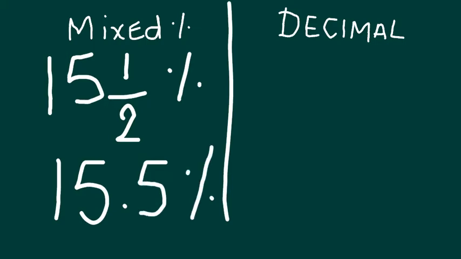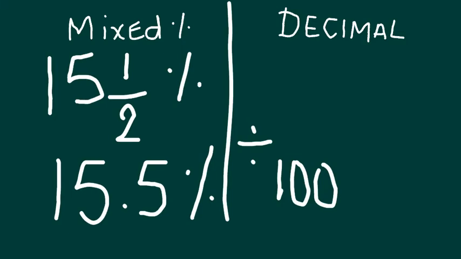Okay? Now, you have 15.5%. Now, here's the misconception. When I tell my students to change this number to a decimal, they do 15.5% and they think they're done. No, you're not done, because this is still a percent. You need to change it to a decimal. And the only way to do that is by dividing by 100.